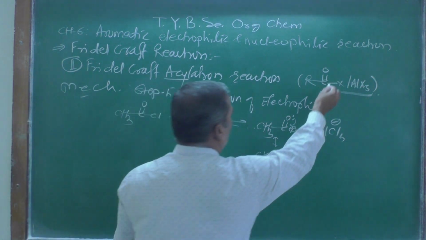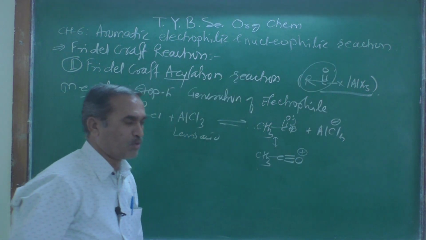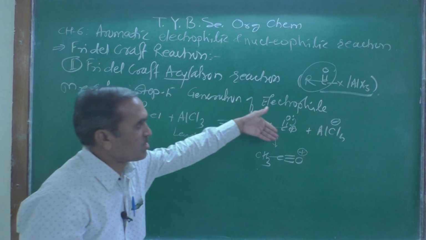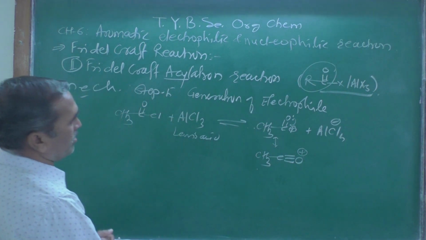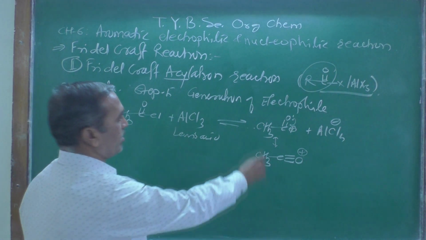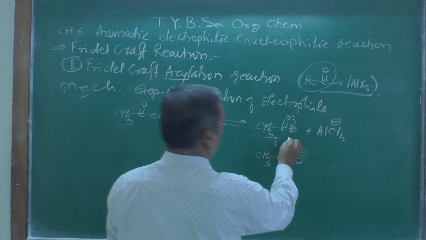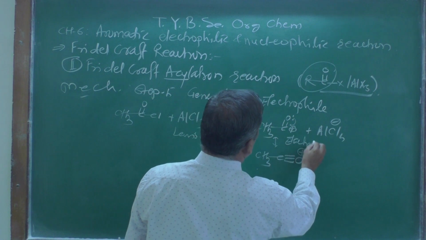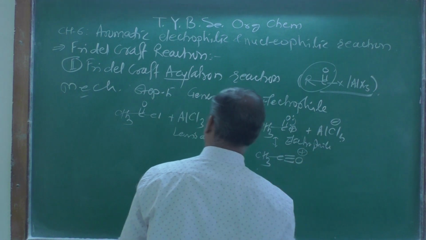Acyl group means this group, you remember, this is the acyl group we are going to introduce. So this group over there, and therefore this is the first step, which is the generation of the electrophile. Here the electrophile is generated. This is the electrophile, right, and this is the conjugate base.